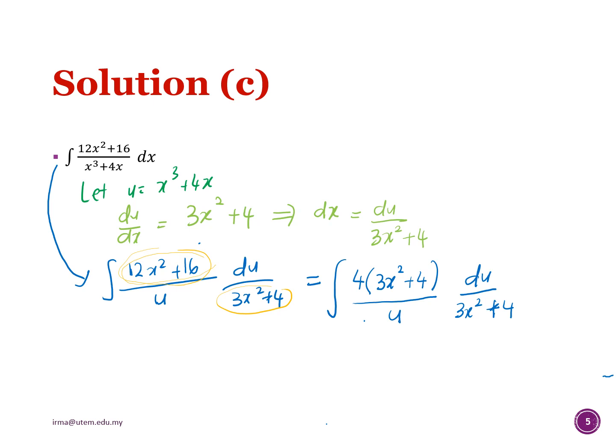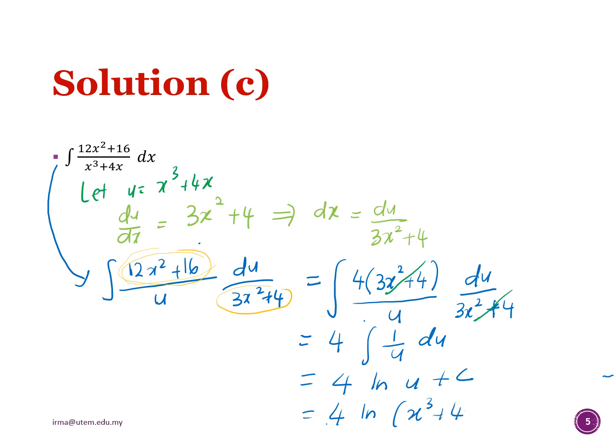So now we can cancel out that. We have 3x squared plus 4 and this 3x squared plus 4. So I bring 4 in front, and we will only have the integral of 1 over u du. So this one again, you get 4 ln u plus c, and that u you substitute back with x cubed plus 4x, plus c. So this is the answer for question C.